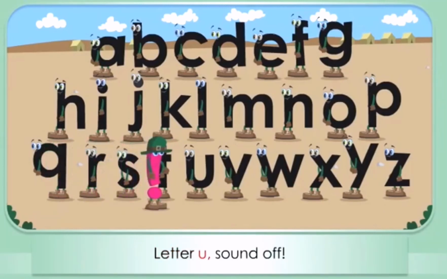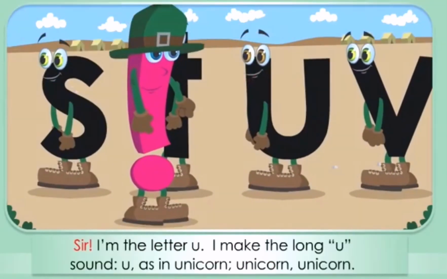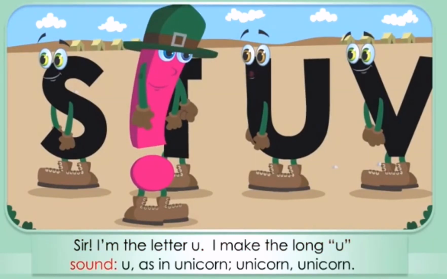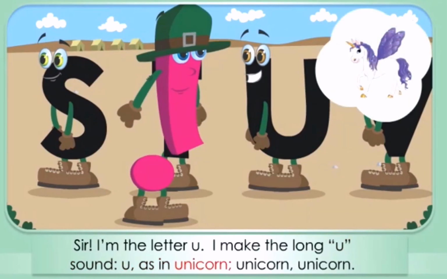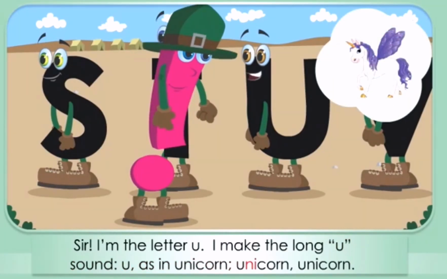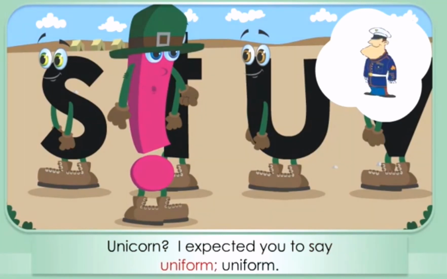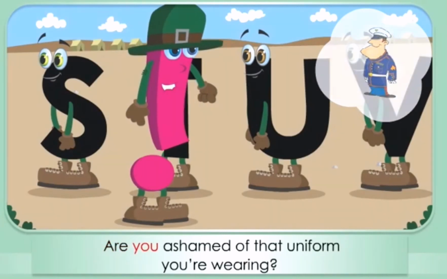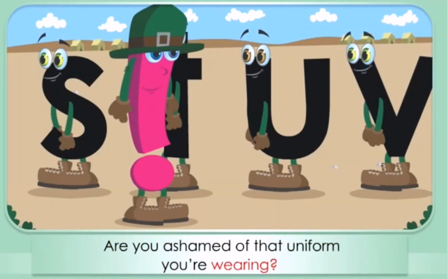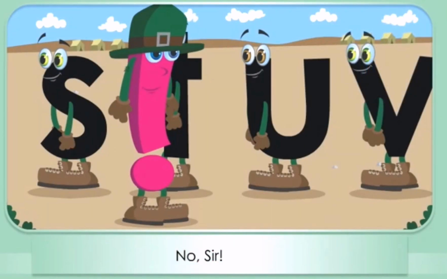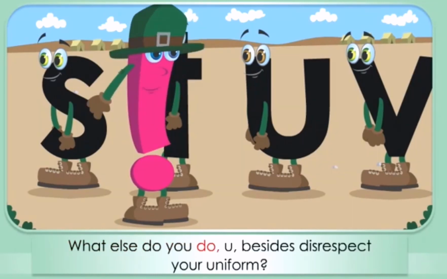Letter U. Sound off. Sir, I'm the letter U. I make the long U sound. U as in unicorn. Unicorn. Unicorn? I expected you to say uniform. Uniform. Are you ashamed of that uniform you're wearing? No, sir. What else do you do, besides disrespect your uniform?